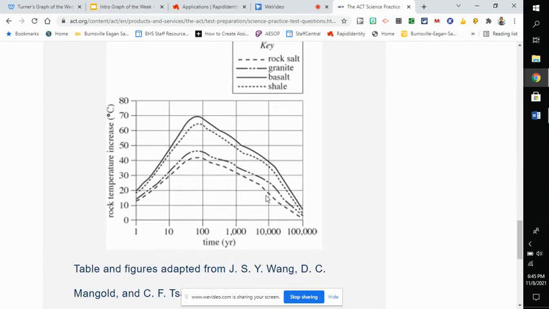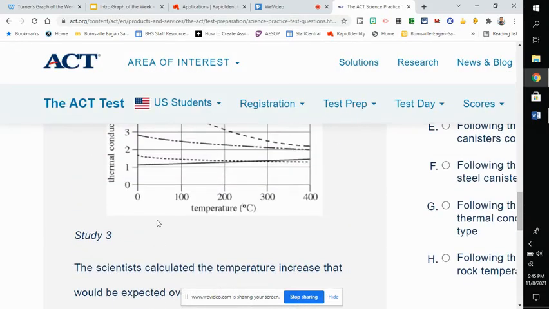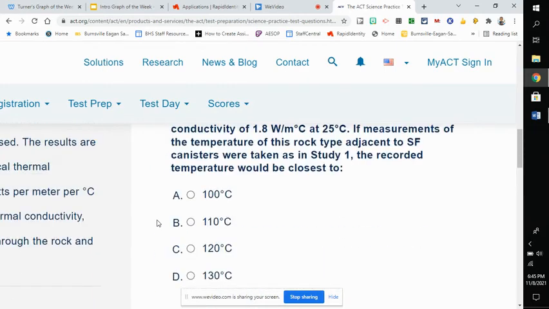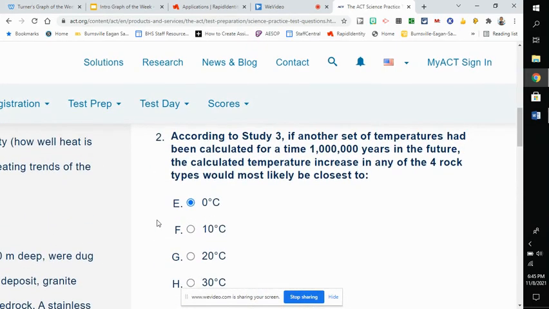All of them go up and they come down. Remember, we go up by a factor of 10. There's 10 years in the future, 100 years in the future, 1,000 years in the future, 10,000 years, 100,000 years in the future. Where do you think it would be at a million years in the future? What temperature do you think would be closest to? And you can see my answer as being 0. Do you agree with that?